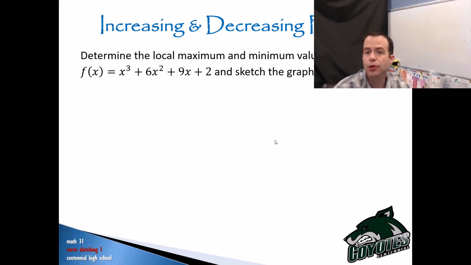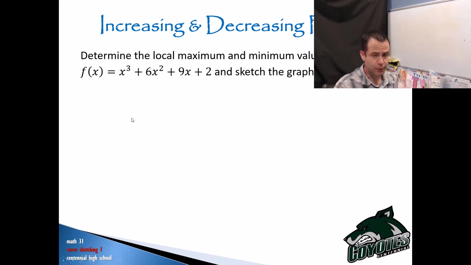Okay, determine the local maximum and minimum values of f of x equals x cubed plus 6x squared plus 9x plus 2. Then sketch the graph of y equals f of x. So to do this, I essentially need to find my critical numbers, and then I need to test on either side of those critical numbers to see whether my function was increasing or decreasing. If I go from an increasing to a decreasing moment, then I know I just found a local maximum. If I go from a decreasing to an increasing moment, then I know I just found a local minimum.